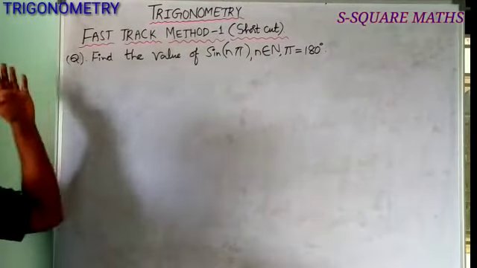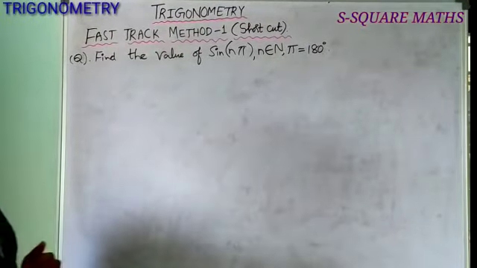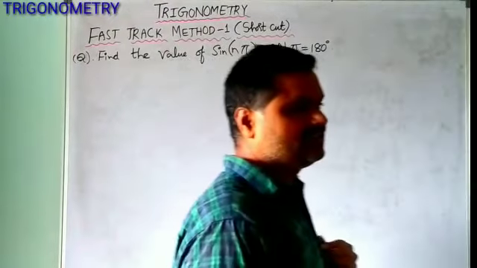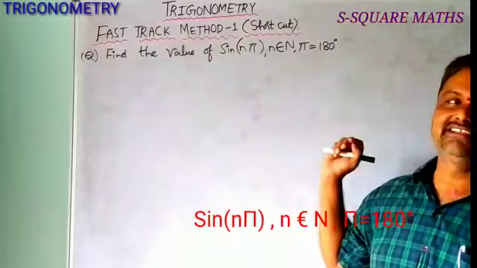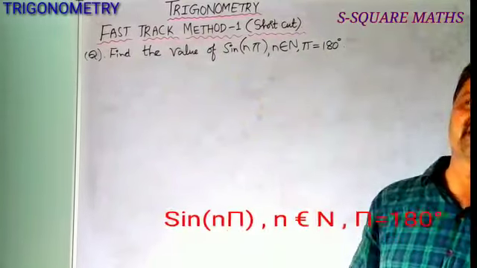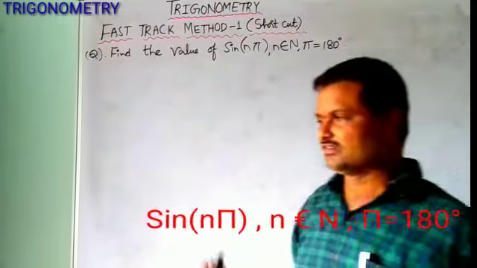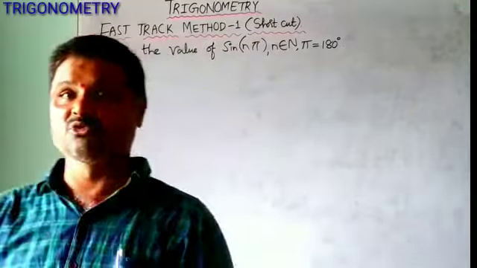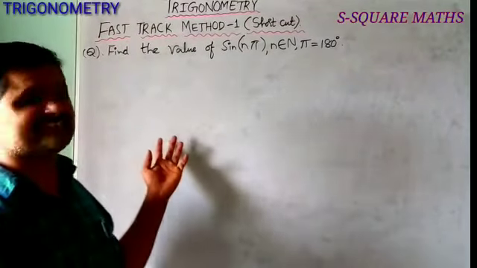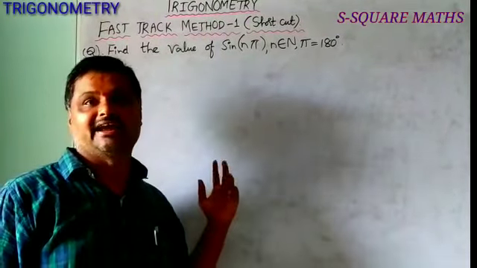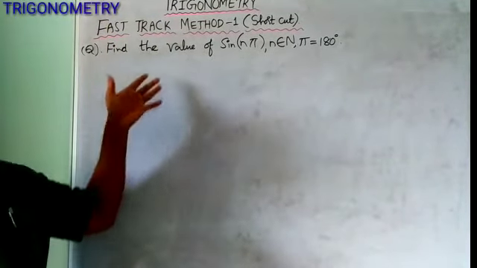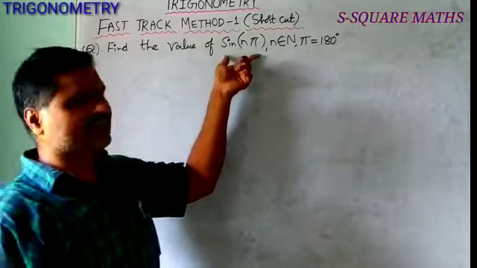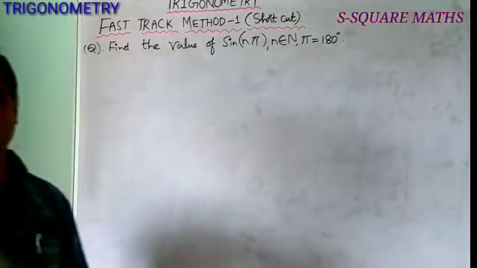Today we are going to discuss our topic, trigonometry. So, fast track method 1. The first method is nothing but our shortcut method to determine the value of sine of n pi, where n is a natural number and pi is 180 degrees. This type of question is very important for your intermediate standard, MSET level and IIT Olympiads also. There is a particular shortcut method for sine of n pi. So let us go through our solution now.